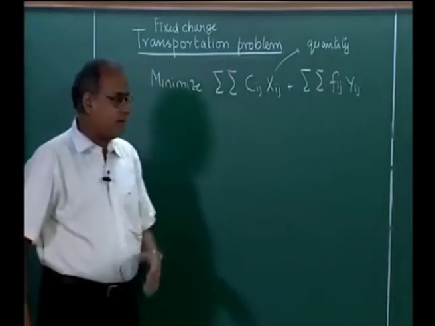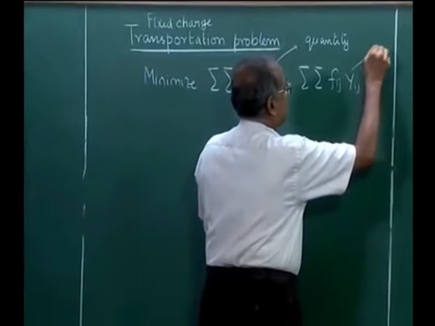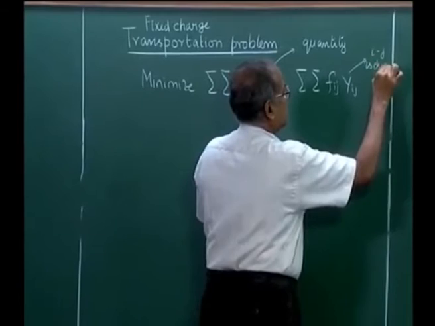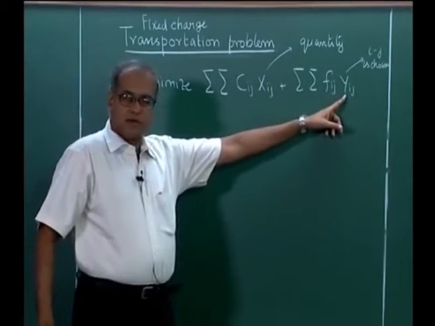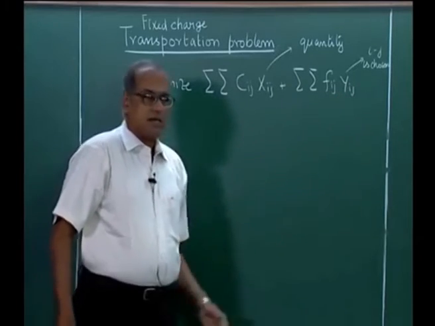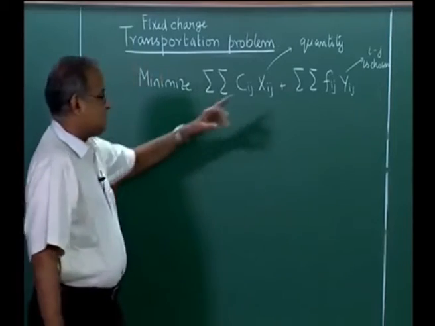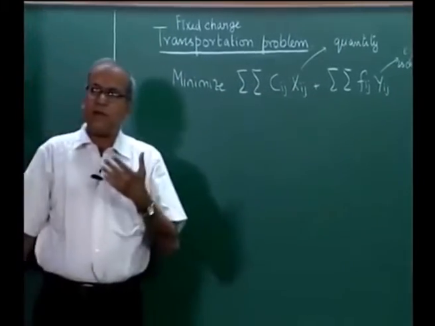So, the decision variables: xij represents the quantity transported from i to j, and yij represents if arc ij is chosen. So, yij is a binary variable, it is equal to 0 or 1. It is equal to 1 if we choose to transport from i to j, and it is 0 otherwise. Xij is the quantity that is transported from i to j.